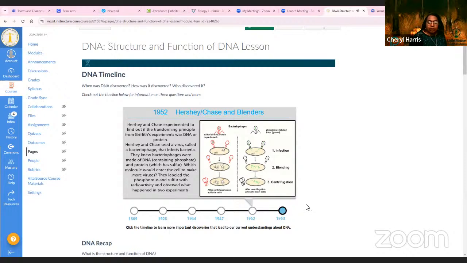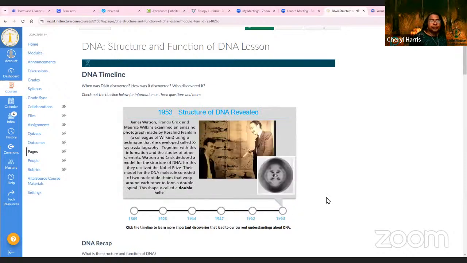All right, and last but not least. In 1953, the structure of the DNA molecule was revealed. James Watson, Francis Crick, and Maurice Wilkins examined an amazing photograph made by Rosalind Franklin, a colleague of Wilkins, using a technique that she developed called X-ray crystallography. Together with this information and the studies of many other scientists, Watson and Crick deduced a model for the structure of DNA. For this, they all received the Nobel Prize.